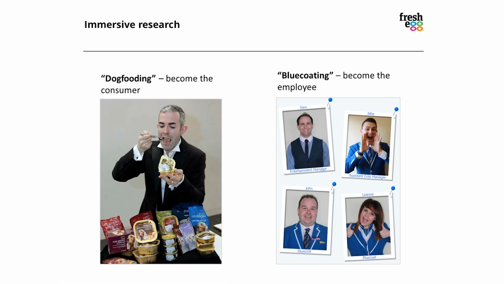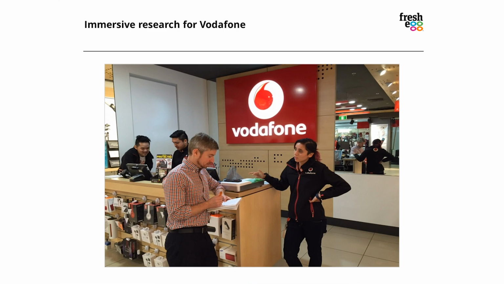So the second form of immersive research that we're going to focus on is what we call blue coating. So this is either becoming the employee or becoming the company, and trying to understand the challenges that customers face when they approach you. So a good example of this might be spending some time in a high street store of that company, or it might be spending some time in a customer service team office to listen to some of the challenges firsthand. We actually did this for Vodafone, where we spent some time in one of their Sydney stores, and we shadowed one of their customer service representatives as they were dealing with questions from customers.